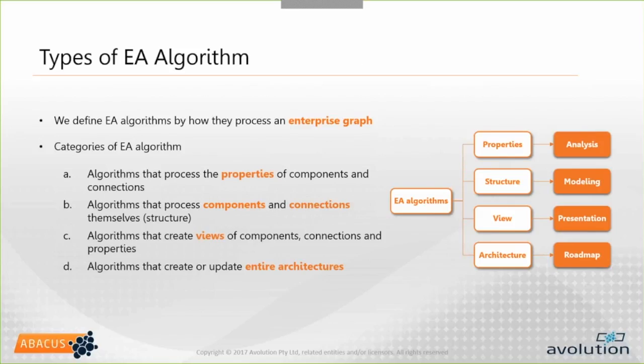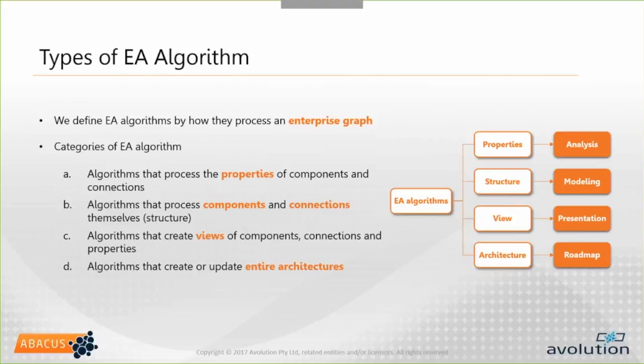So let's just take a look at what those categories of algorithms are. We would categorize our algorithms four ways. But as I say, they all have the common property that they're defined by how they process an enterprise graph. So we have algorithms that process the properties of components and connections. In other words, they create or update properties on those components and connections. And these are the algorithms we use for analyzing the architecture. We have algorithms that actually process those components and connections themselves, the structure of the graph. And these are algorithms we'd use for modeling.